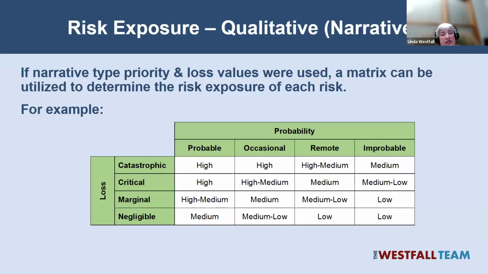And we calculate risk exposure. This is the probabilistic value of the risk, basically probability times loss. So we have our probabilities across the top, we have our losses down the side. If we're doing this qualitatively, something that's catastrophic and probable is a high, something that's negligible and remote is a low, and so on. It gives us a mechanism for ranking our risks by priority and loss, by the expected value of the risk.